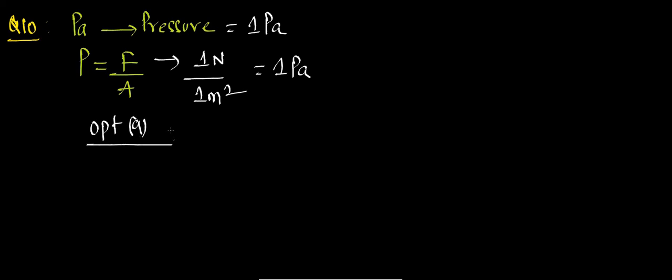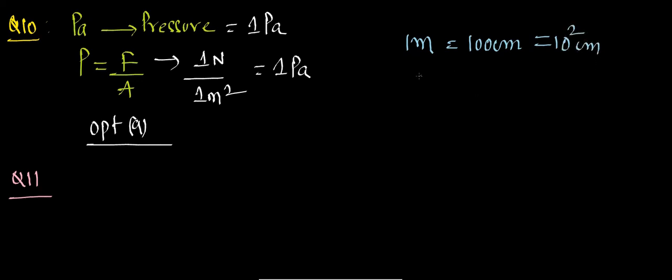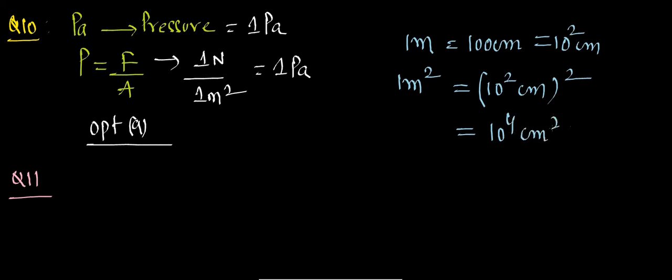Option A. Yes, ma'am. Okay, now going through the options, option C can come right here. 1 meter square is equal to 1000 centimeter square. What is 1 meter? 1 meter is equal to 100 centimeters, right? I can write it as 10 square centimeter, right? Yeah, ma'am. Now what is 1 meter square? 10 square centimeter whole square. What is 10 square squared? It is 10 power 4 centimeter square. You must get 4 zeros, no? Oh, yeah, ma'am. There are 3 zeros. Okay, now go through the 11th question.